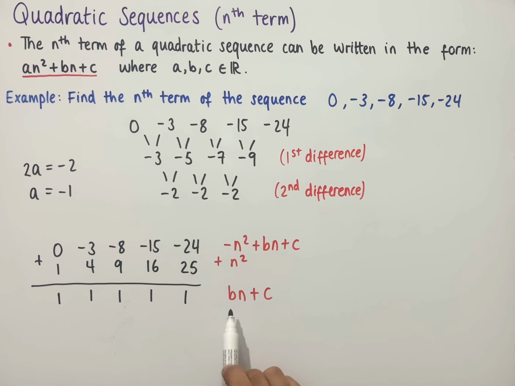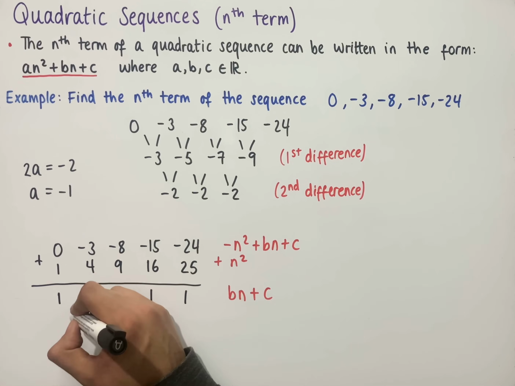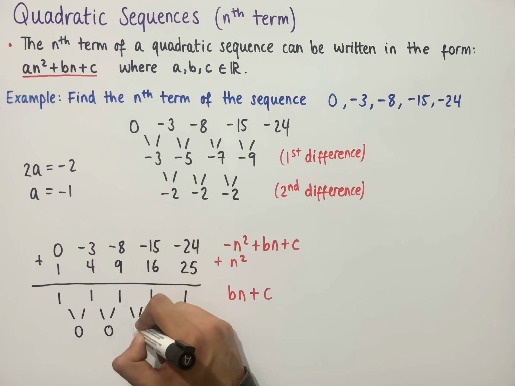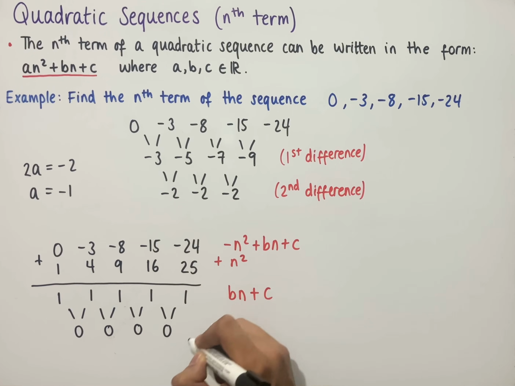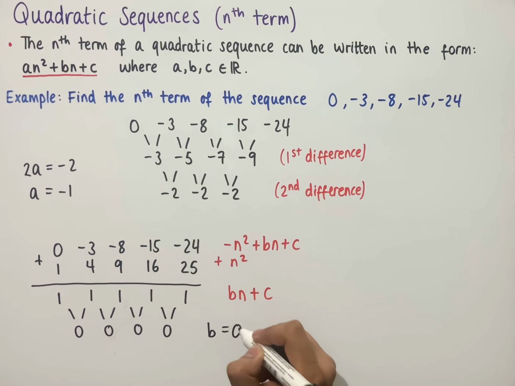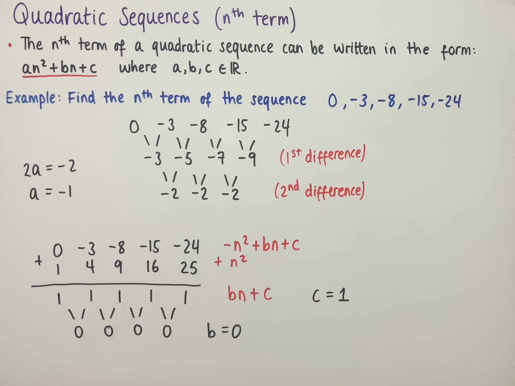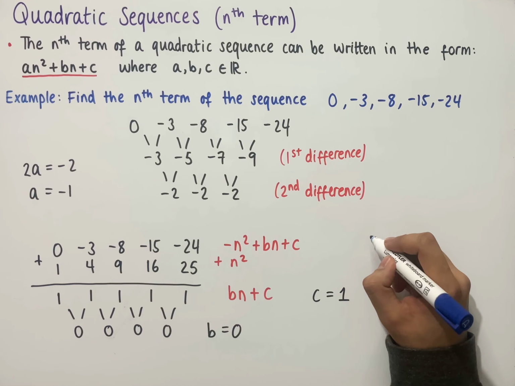So if we wanted to work out the value of b, we would then work out the first difference, which we find is equal to 0. And so therefore, the value of b is equal to 0, which means that c must equal 1, because these terms are constant.